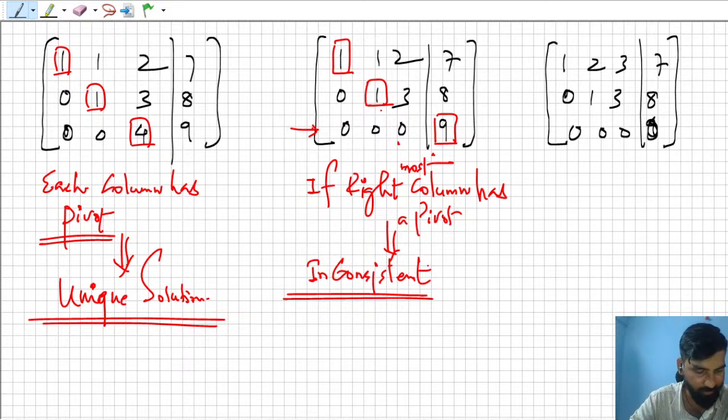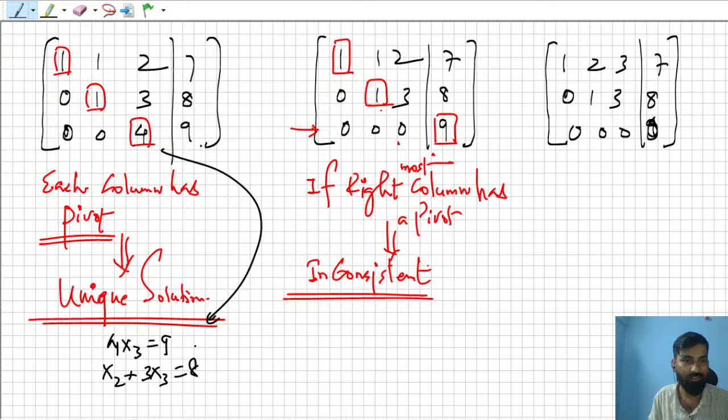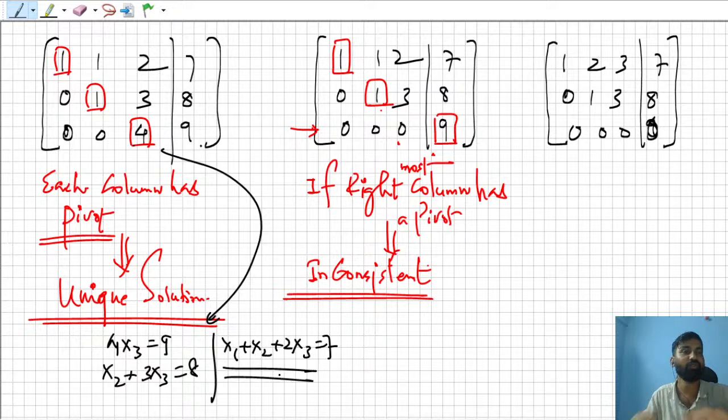Devans, you tell me, or Hers, you can comment here. If there is inconsistency, what kind of solution will you get? If there is consistency, you can apply back substitution to find x3: 4x3 equals 9. Then you can write x2 plus 3x3 equals 8. From here you find x3, put it back there. And then x1 plus x2 plus 2x3 equals 7. You can find x1, x2, x3, everything, because it will give you a unique solution.